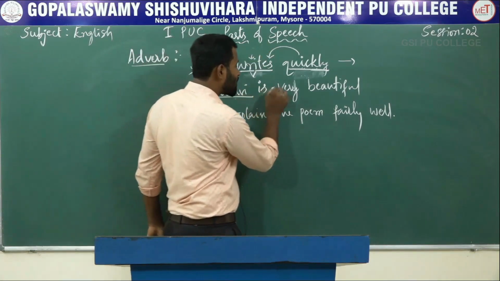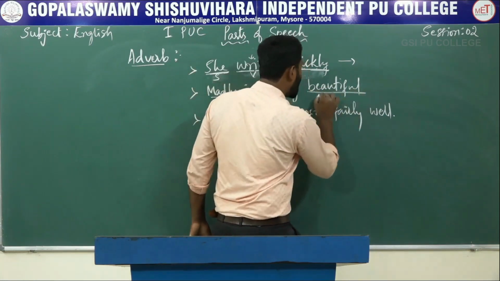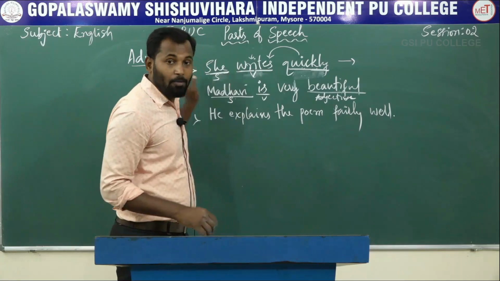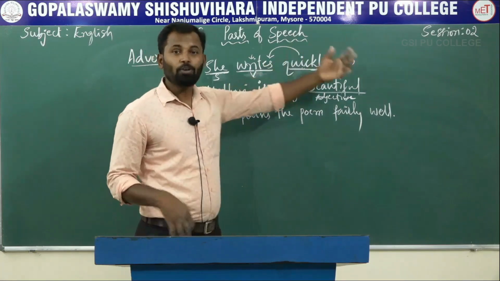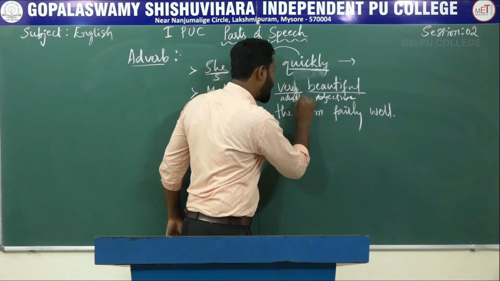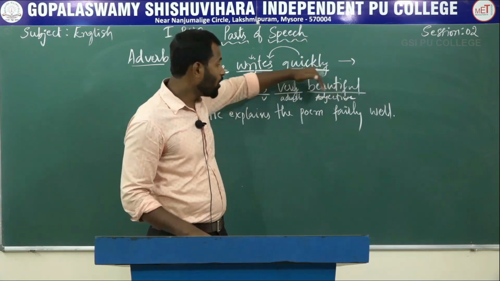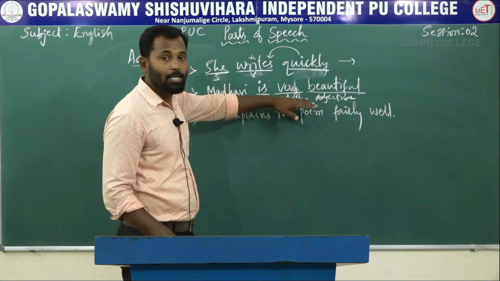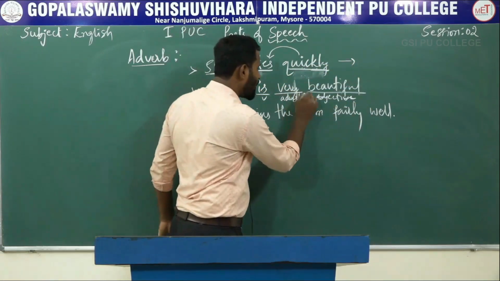So, Madhavi is very beautiful. Here Madhavi is a subject, is is a verb, and beautiful is an adjective. So an adverb is also used to modify the meaning of an adjective. Here Madhavi is beautiful, but the word very, an adverb, is adding something to the meaning of an adjective. It modifies the meaning of the adjective beautiful. The adverb very shows that Madhavi is beautiful. She is very beautiful. So the word very is an adverb.